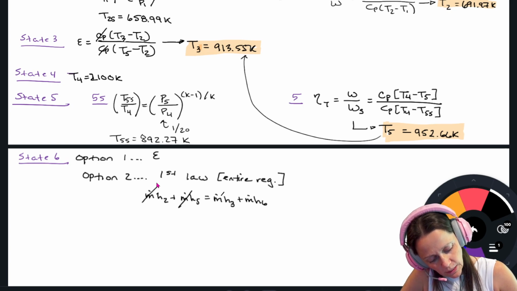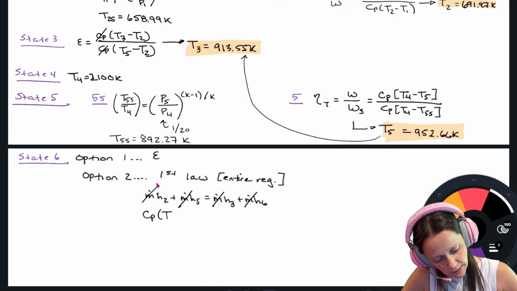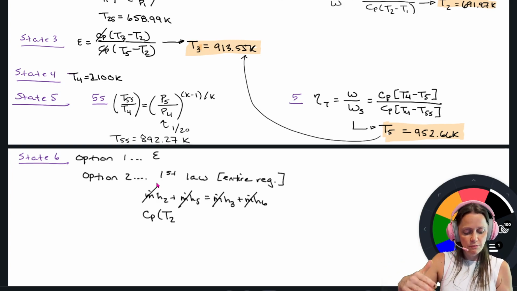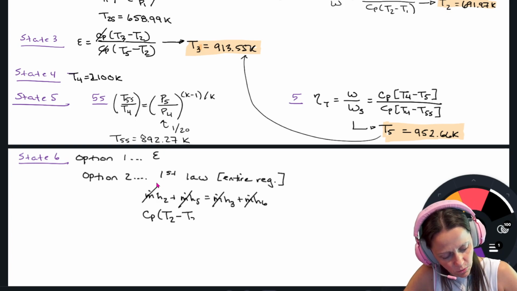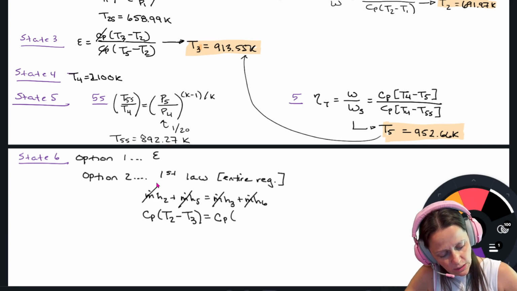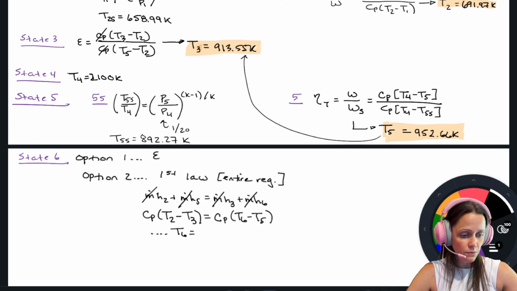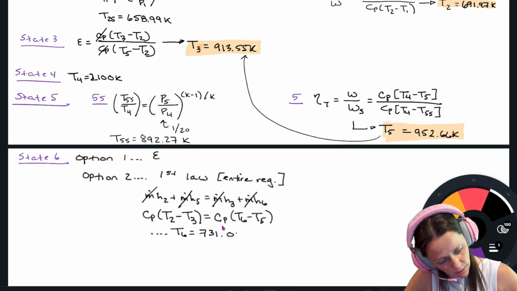So clearly the m dots are going to go away. I could put things in terms of Cp delta T, Cp T2. It doesn't matter. I can put things in terms of minus if I want to. H2 minus H3 on the left-hand side, which is T2 minus T3. And then on the right-hand side, H6 minus H5, which is T6 minus T5. It doesn't really matter, right? But you can solve for T6. I end up getting a T6 value of 731.05. So I got that guy right there.